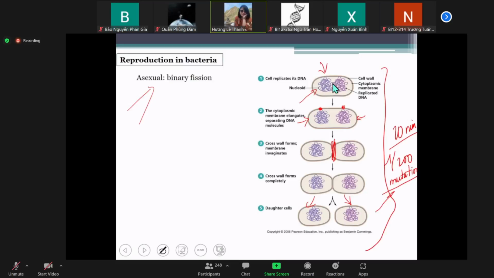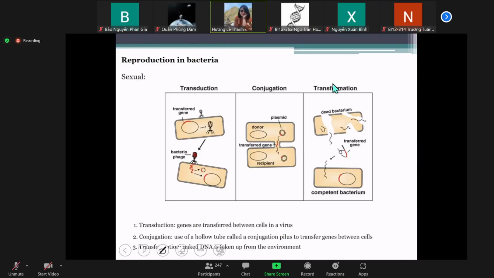We have another type of replication of the bacteria. For the sexual, we have three ways. First, transduction. There are some kinds of viruses that can attack the bacteria, and the gene may be absorbed or transferred to the virus. When this virus goes to attack another bacterium, it will transfer this gene again from one bacterium to another. We call that transduction.